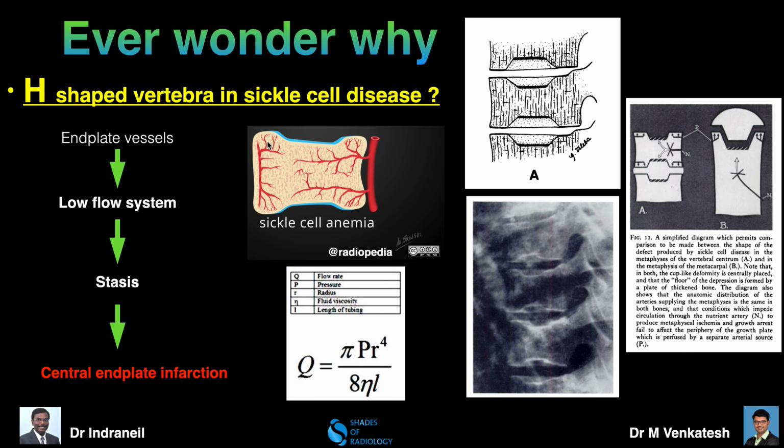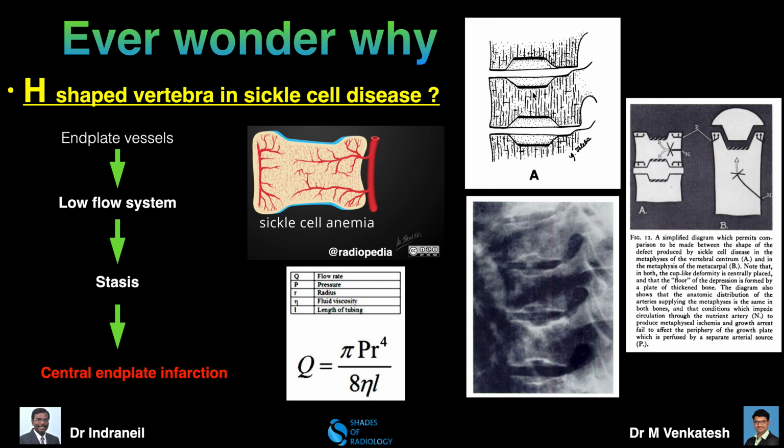And one more concept of Poiseuille's law of equation, if you see, the flow rate is inversely proportional to the viscosity of the fluid as well as the length of the tubing. So if you see here, the length of the nutrient artery is lengthy, and also the viscosity in sickle cell anemia is increased. The viscosity of blood is increased. So both these factors will act as a low flow system, leading to stasis and central plate infarction. That is why we get a characteristic head-shaped vertebra.